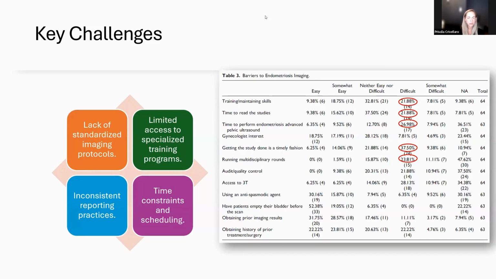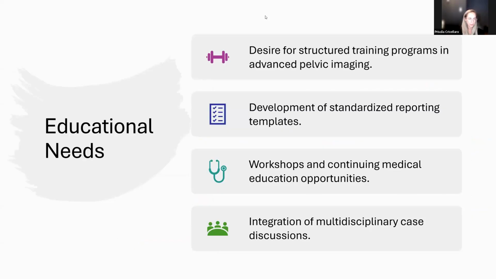The time constraint is scheduling. Basically, we know that a pelvic ultrasound is going to take us 20 minutes, but if you want to do one for endometriosis, it's going to take you 40 minutes or more. So in a schedule that is already very tight, it's very difficult to understand how we can fit that into our day-to-day life, right?